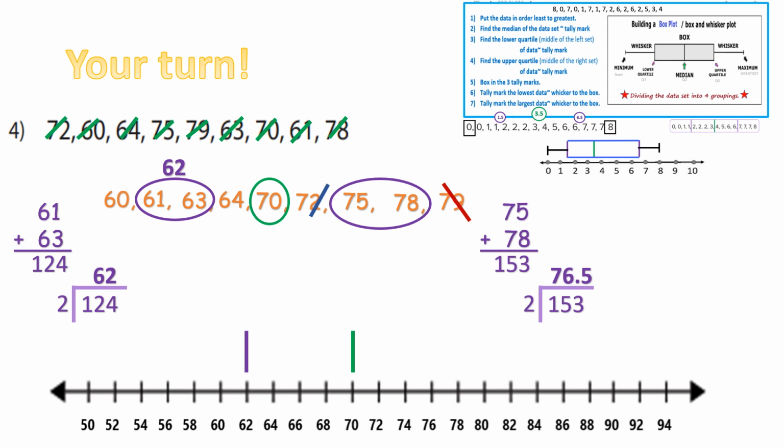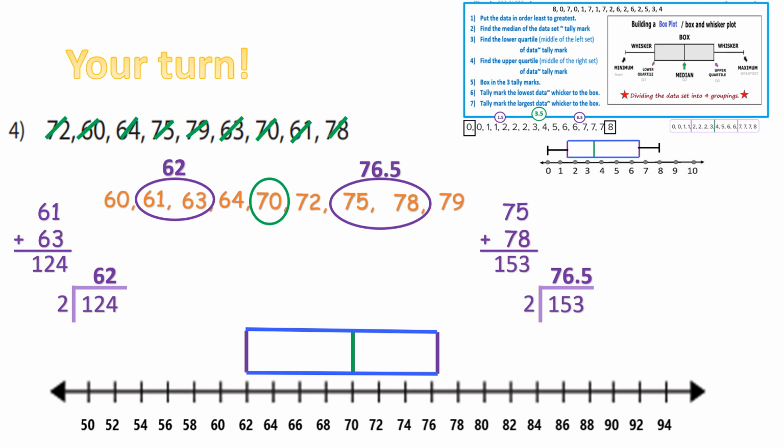Now, once again, on my number line, I can see that it's counting by 2s, right? My interval is 2s. So right in the middle of 76 and 78 would be 77. So when I put my tally mark, I have to put it a little closer to 76 than the halfway mark would be. Now that I have my 3, then hopefully you followed step 5, and that was to make your box.